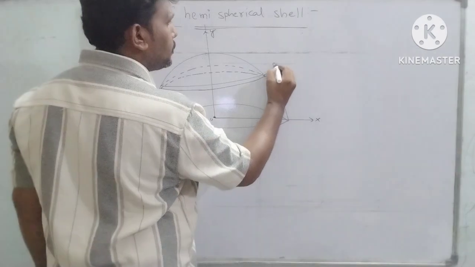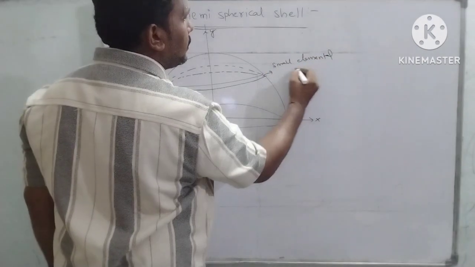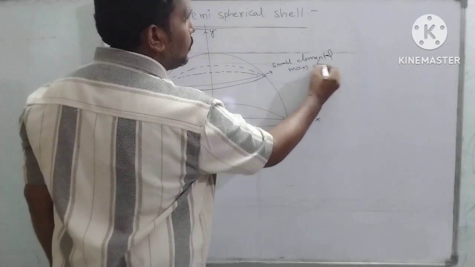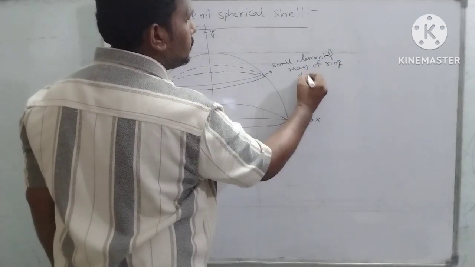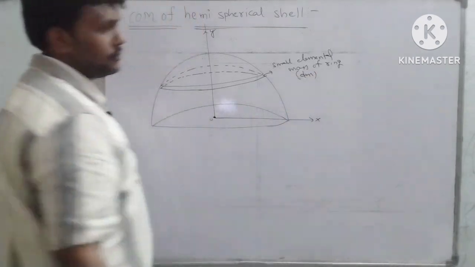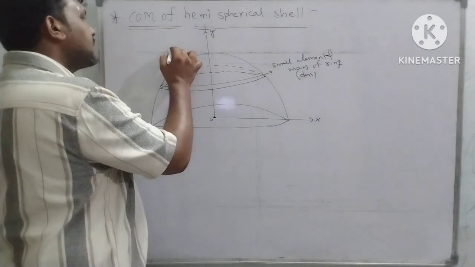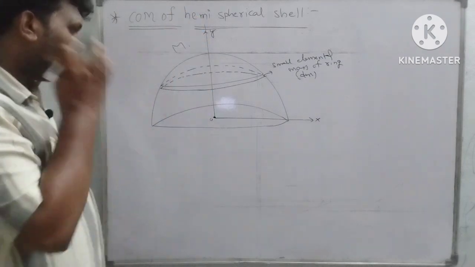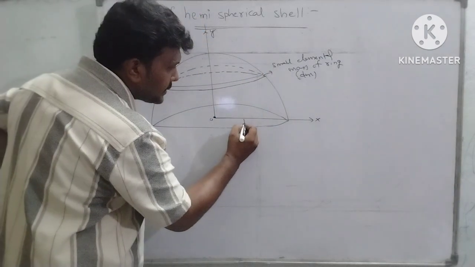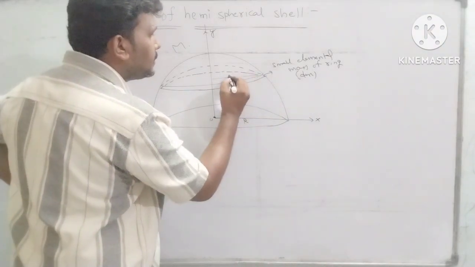This is the small elemental mass of the ring, dm. Okay, dm mass I took. And the total mass of this hemispherical shell is capital M, remember, and the radius of this hemispherical shell is capital R, and I am taking the radius of the small elemental ring also, that is here smaller r.